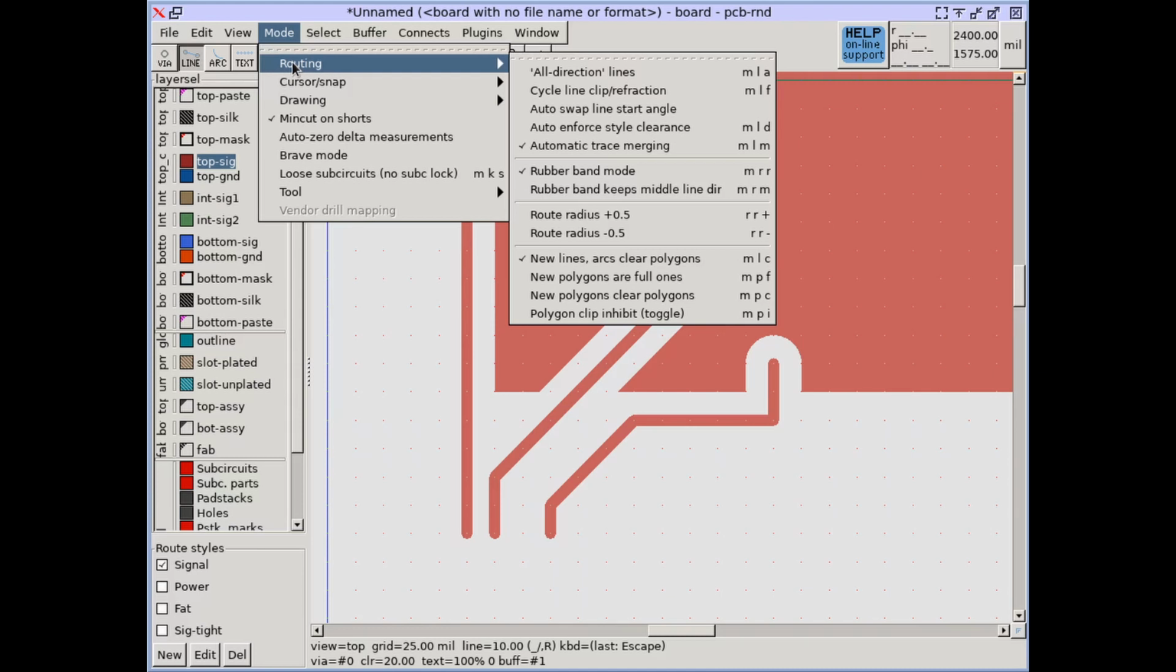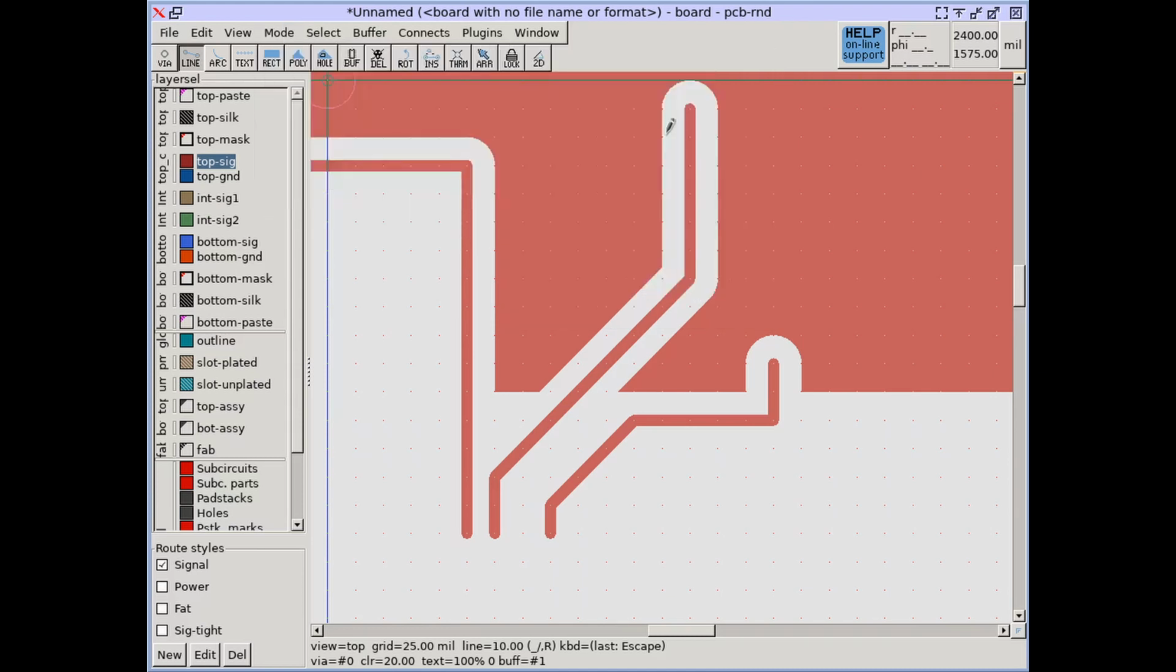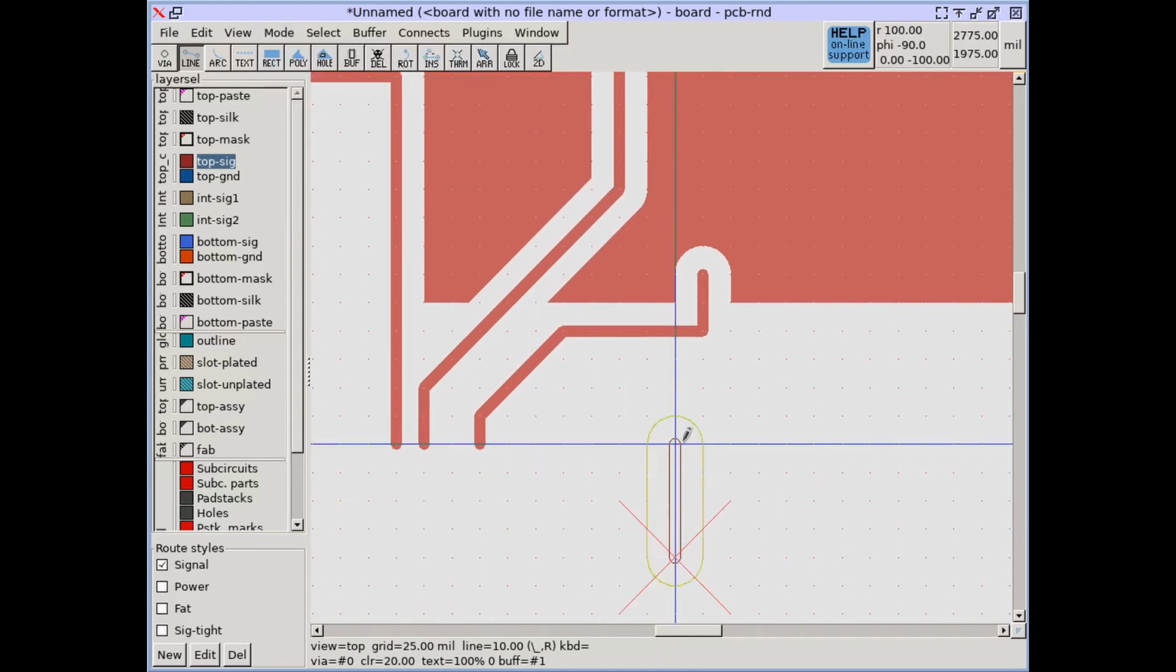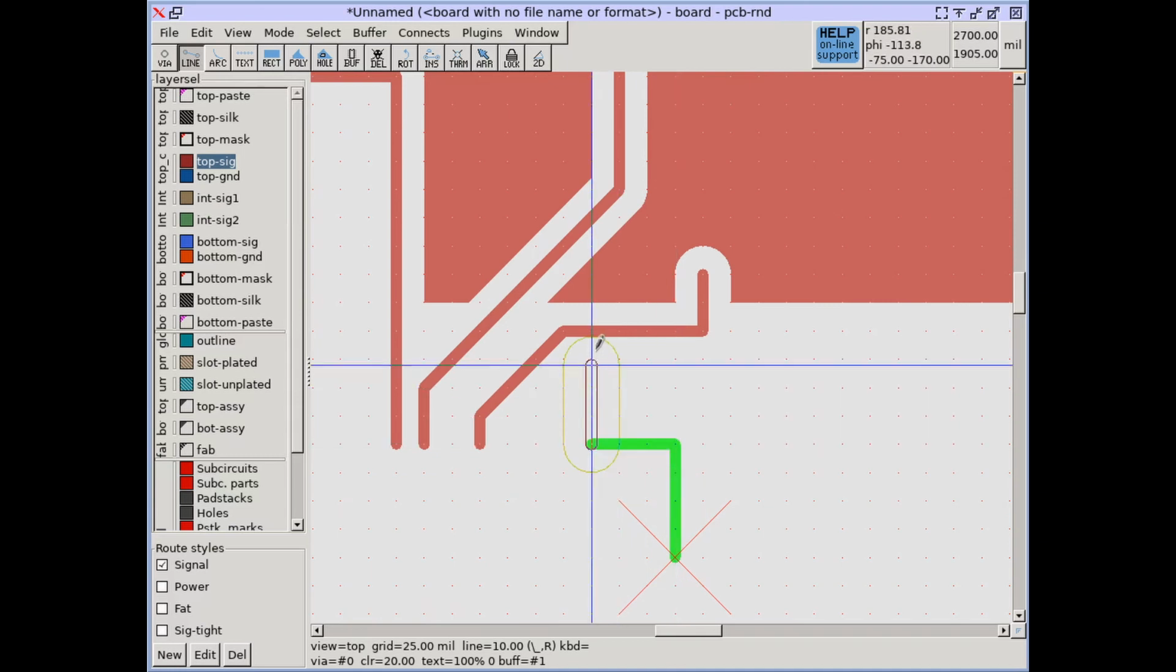Besides indicating the required clearance, PCB-RND can also enforce it by blocking the trace when it is getting too close to a copper object not connected to the network being drawn, highlighted in green.